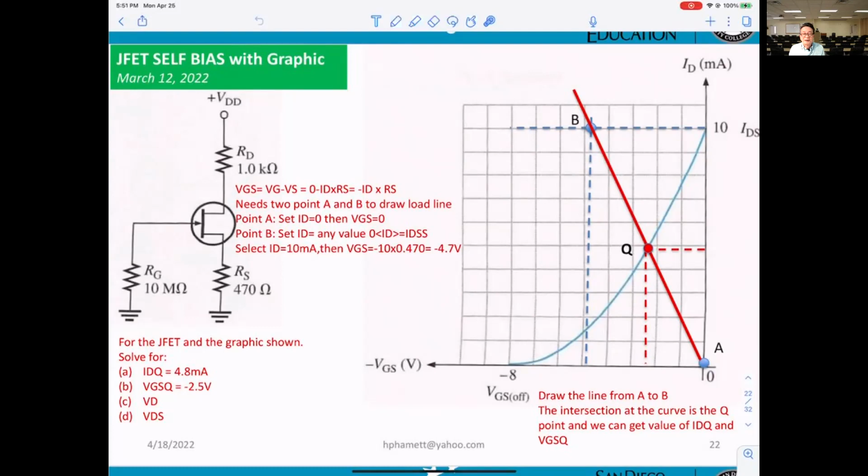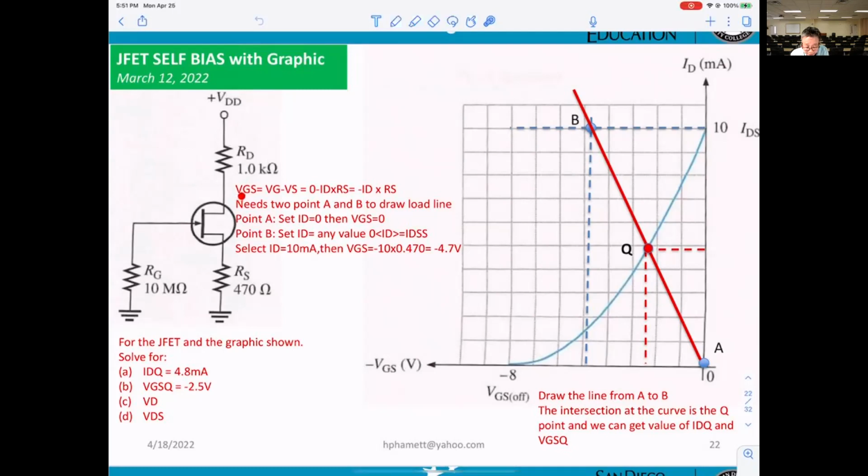Now, how do they do it? They give you this circuitry. They give you that graphic. And they said, for the JFET and the graphics shown, they want to know what ID is at the Q, that means the Q point. What we will be doing.